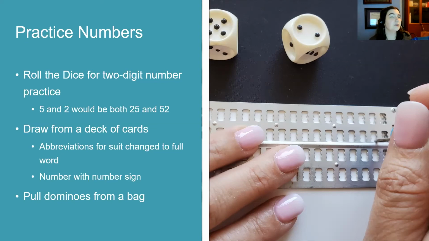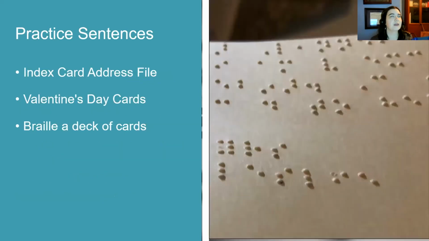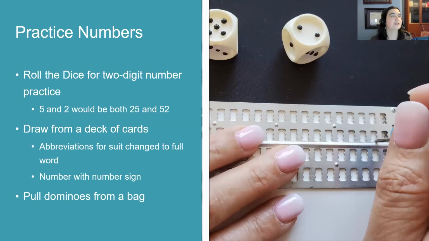And instead of just practicing numbers, you can also work on some letters by writing out the suit names, but instead of using the abbreviations, write out the suit names. And don't forget to use the number with the number sign. And you can also pull dominoes from a bag, another really fun game. And this is a picture of dice showing 5 and 2 while a person writes it with the Slate and Stylus.